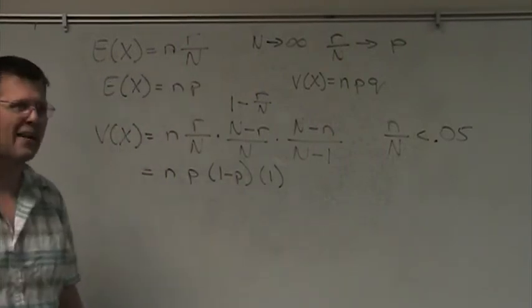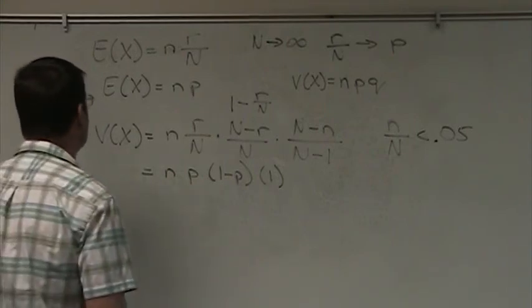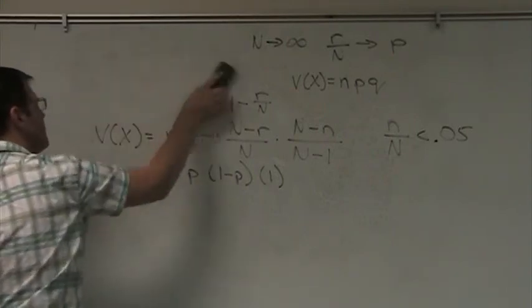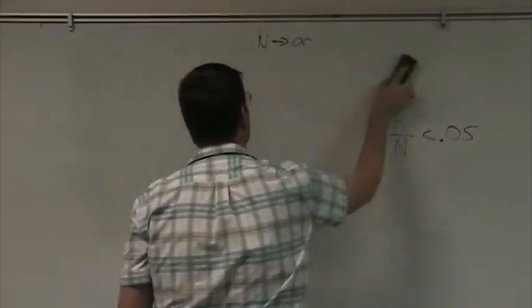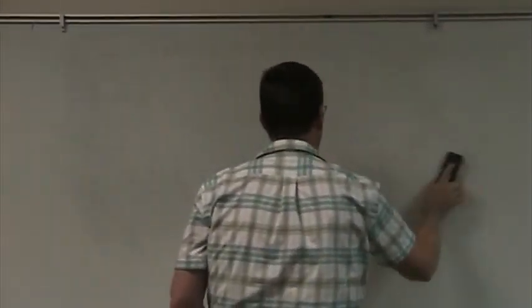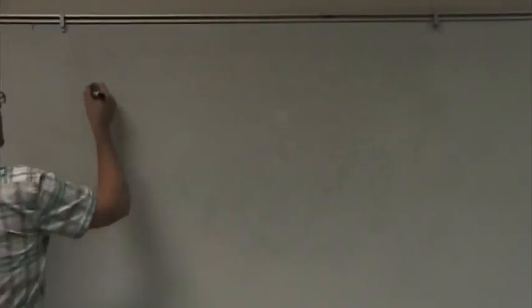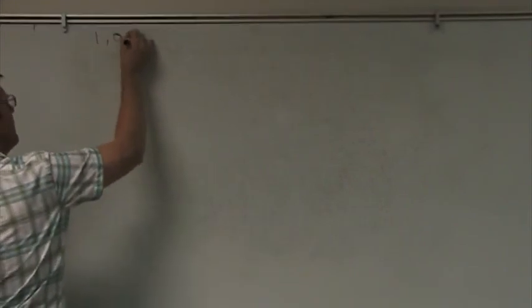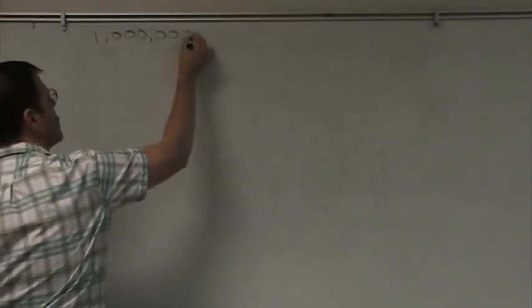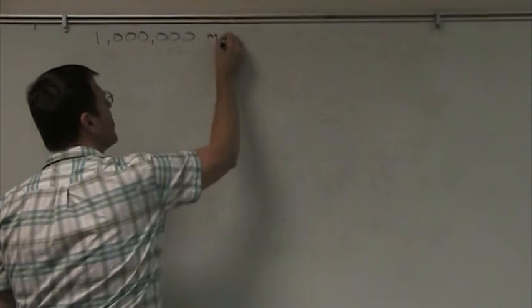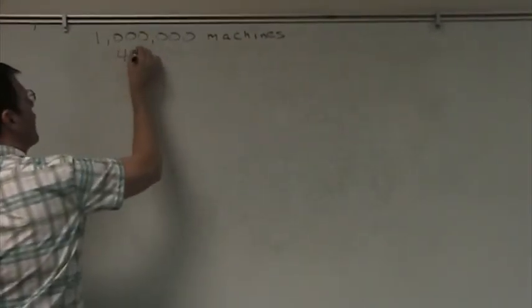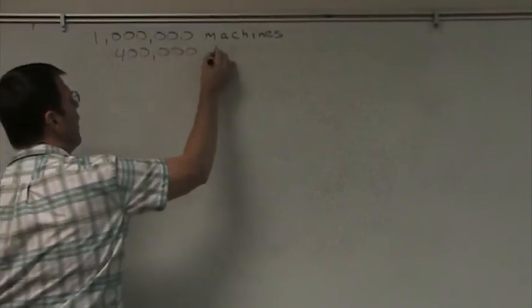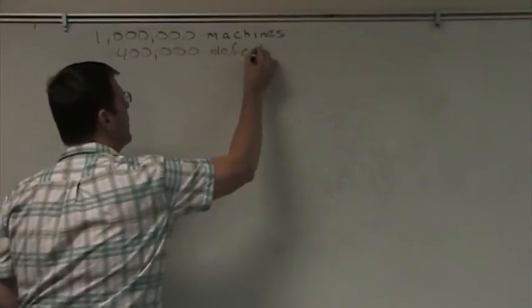So let's go back to that notion with the defective machines. And let's just say we've got a huge warehouse here. The warehouse has got 1 million machines in it. $400,000 are defective.